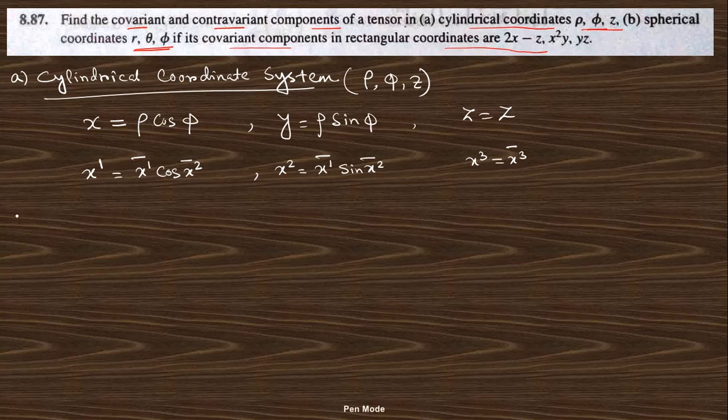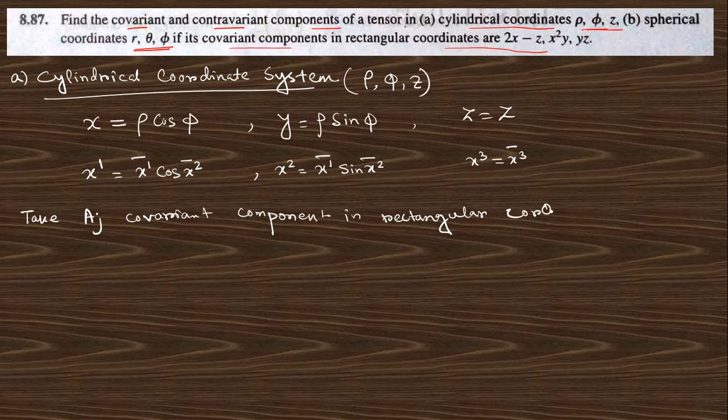So if we take Aj as the covariant components in the rectangular coordinate system, you can see that A1 is given here, 2x minus z, A2 is given here x squared y, and A3 is given here yz, right?